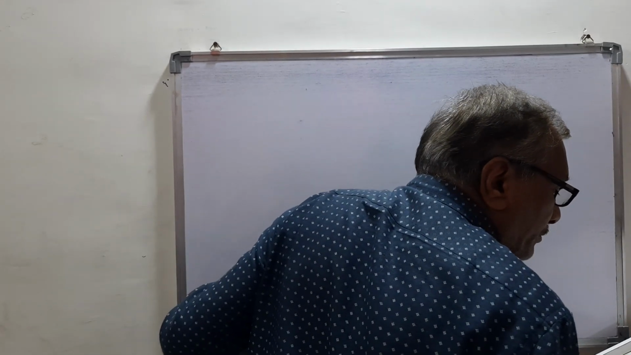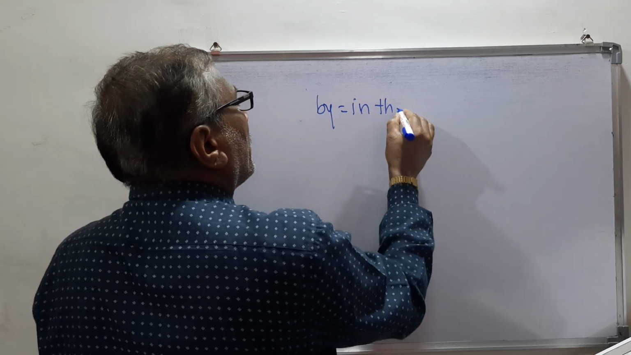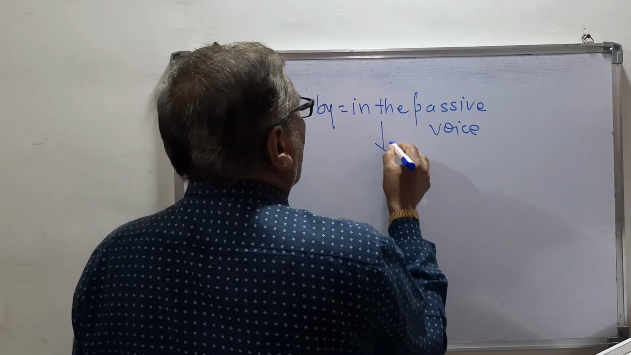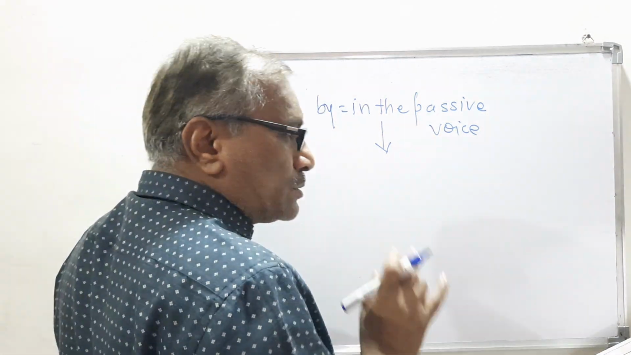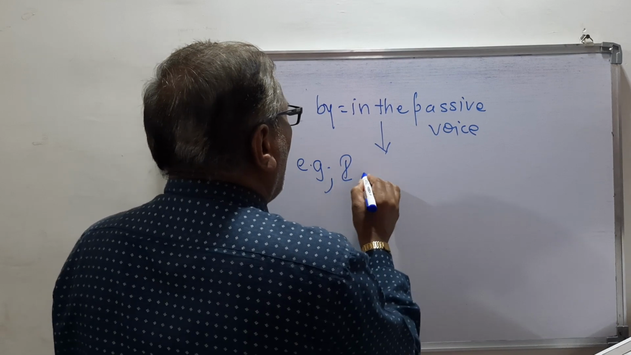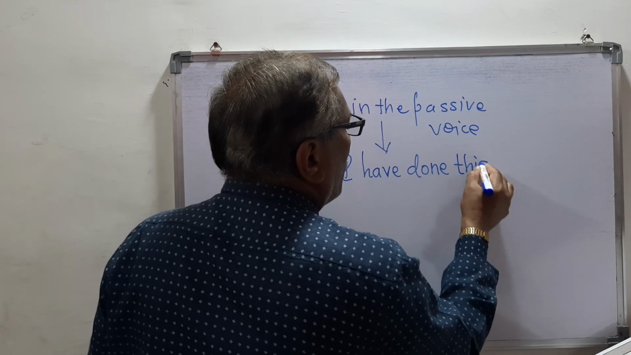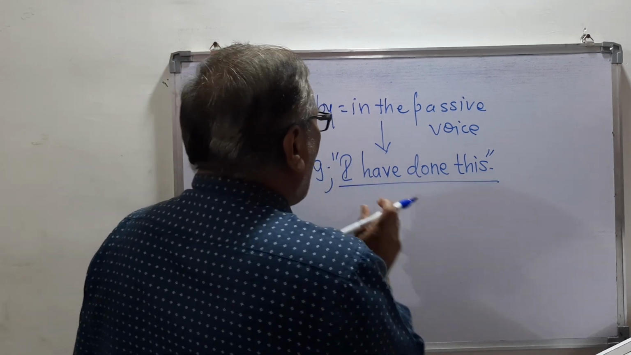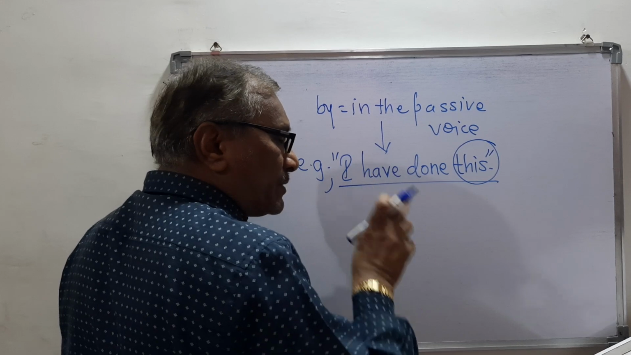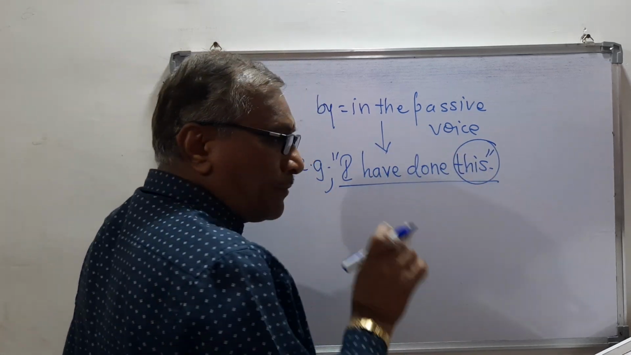So remember, this by is used in the passive voice. Remember, this preposition by is used in the passive voice. For example, I have done this. I have done this means this is the particular thing which I have done. So I have done this. Now the passive voice will be how?